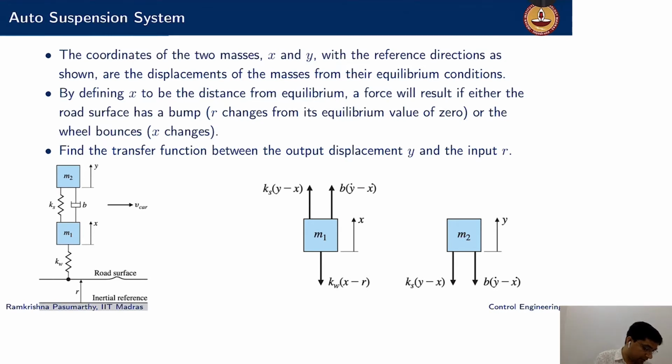It again comprises a mass, spring, and damper system. There will be two masses, x and y, with reference direction as shown. So x and y are the displacements of the masses from their equilibrium conditions. A force will result if the road surface has a bump. So the input here will be the nature of the road, say maybe a bump, a speed breaker, a pothole, or whatever. Right, so the input is the reference.